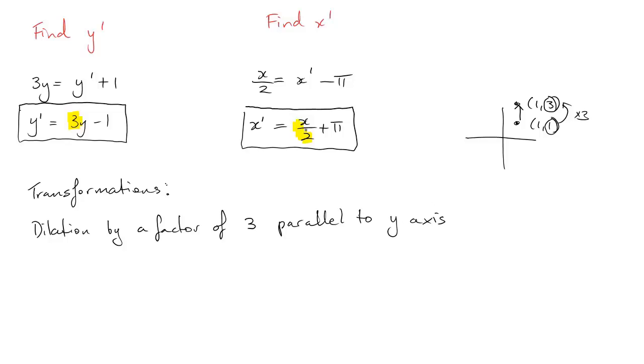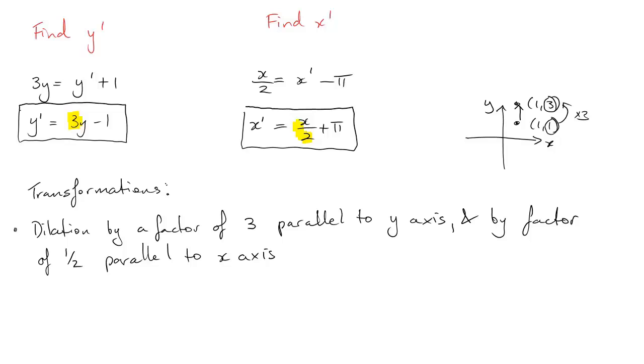And also you have a dilation by a factor of half. And so we will just write dilation by a factor of half parallel to the x-axis, because it's moving along the x-axis in this case. Okay, so the language is very important. Also the direction of the dilations is important. We don't have any reflections because both of these are positive. There is no negative involved in front of your x value or y value. So we'll go straight to the translation.